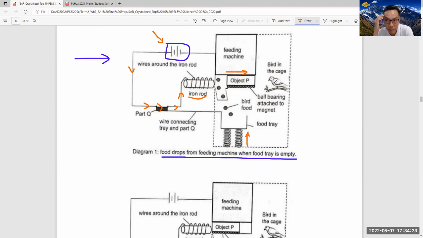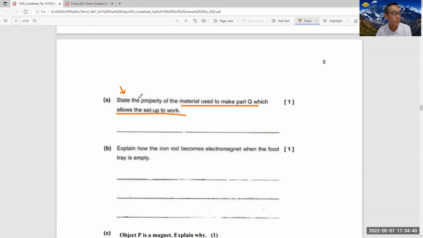So you may ask yourself, what caused object P to move to the right? That means object P must be a magnet. It is being repelled by this electromagnet. So again, you discover that object P must be a magnet. So for part 1, state the property. It must be an electrical conductor, or conductor of electricity. Quite easy, this part.